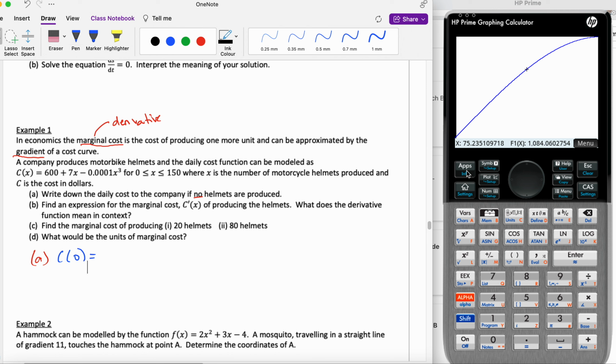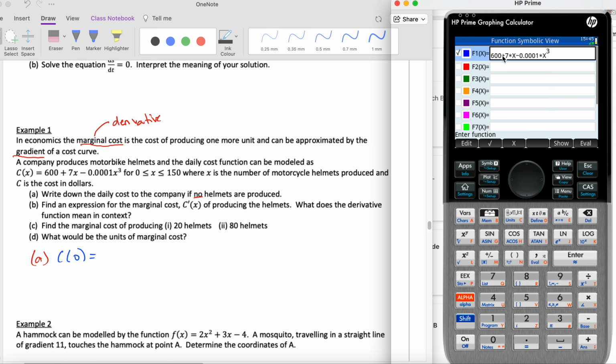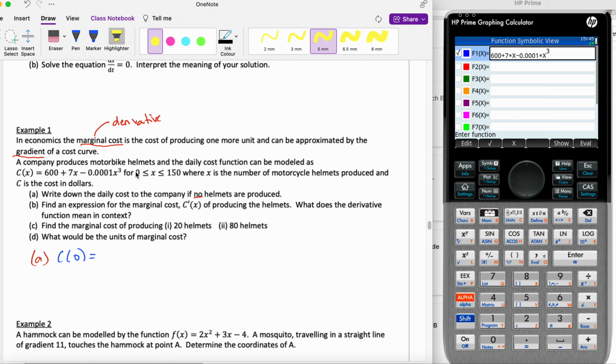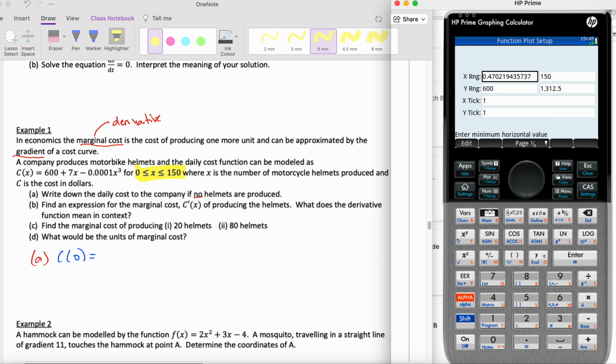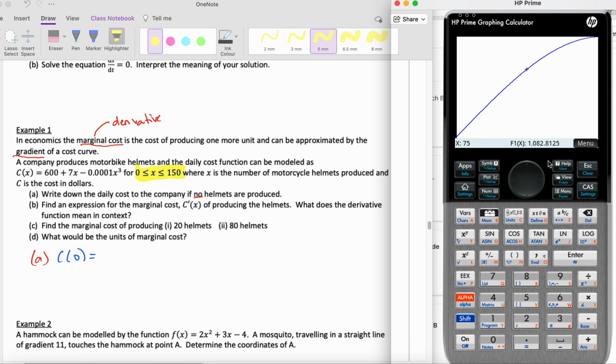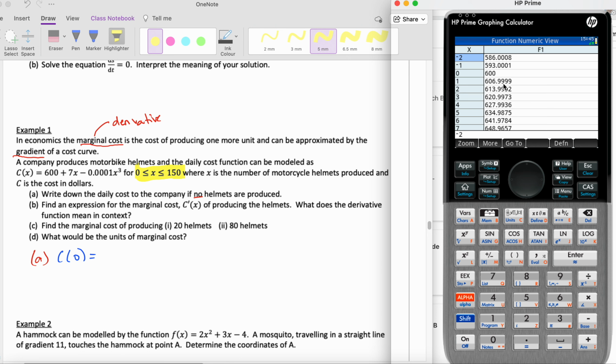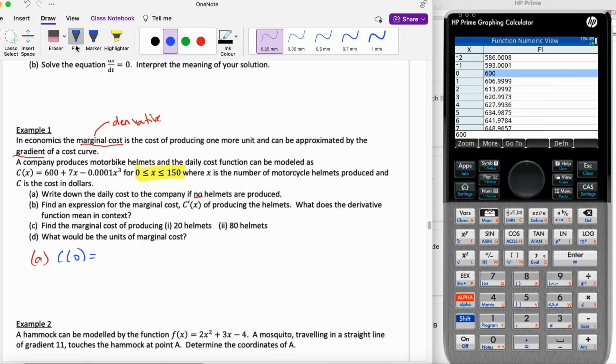What I've done is I've already graphed this, just to save time a little bit. So here's my graph. Also, because it was specified that we're only interested in the domain from 0 to 150, I went to Shift, Plot, and set this from 0 to 150. And then when you hit plot, if you still don't see this, just go to view and auto scale, and it finds it nicely. Since we're just interested in the y-intercept, you can either see it from the graph, or if you go to num, you will see that it's 600. So that's the initial cost.